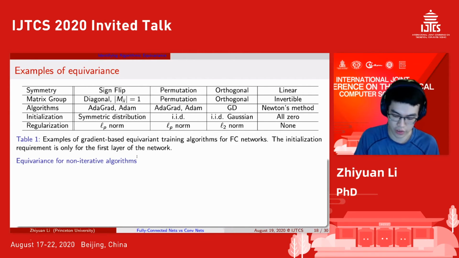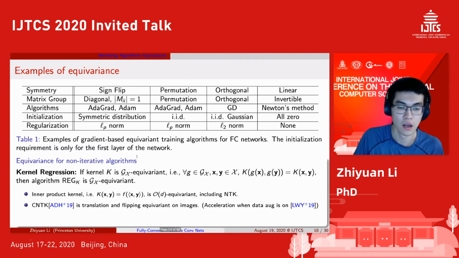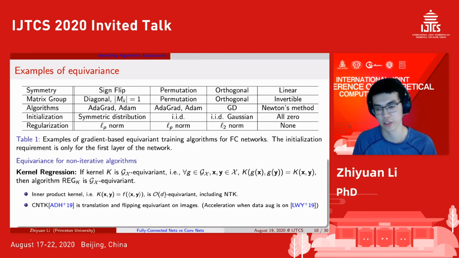We also have some examples for non-iterative algorithms. For example, kernel regression. If the kernel is GX equivariant, which means that if you apply the group action of G on both X and Y, the kernel value is not changed, then kernel regression with respect to this K is also GX equivariant. This has a lot of implications. One of the most interesting cases is the so-called inner product kernel, where the kernel value is a function of the inner product of X and Y. This includes the linear kernel, the polynomial kernel, and also the neural tangent kernel. These are all orthogonal equivariant. As a result, our lower bound can be automatically applied to the neural tangent kernel.